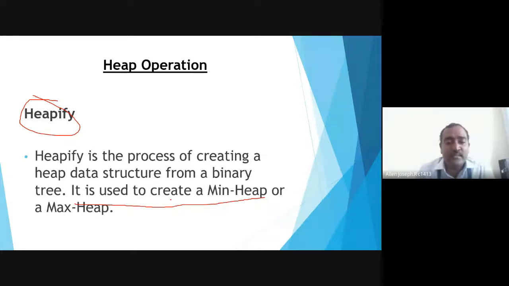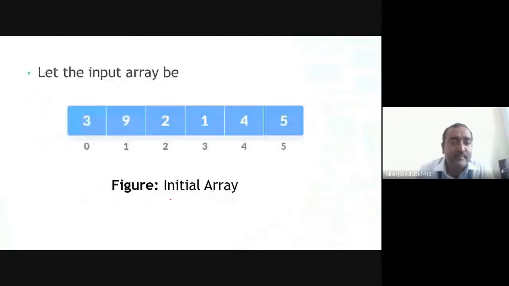All right, let me just start with the next one. What we are going to do is start with an array. As you all know, an array is a collection of similar data types. So all these 3, 9, 2, 1, 4, 5 are all integers, so the data type is similar. And then you find 0, 1, 2, 3, 4, 5. These are the indices. It's called an index.